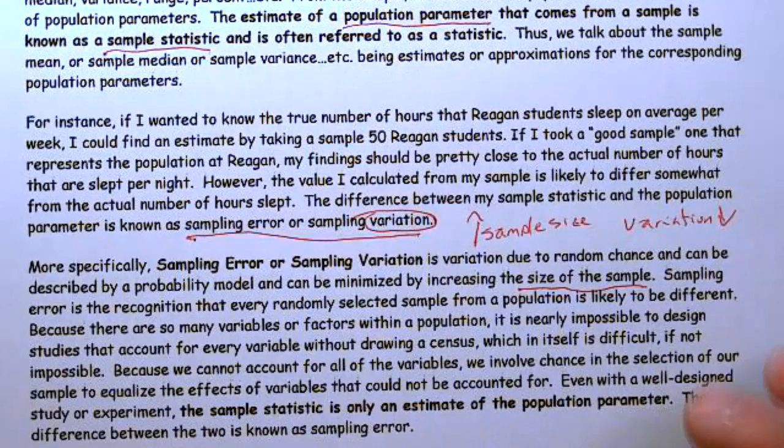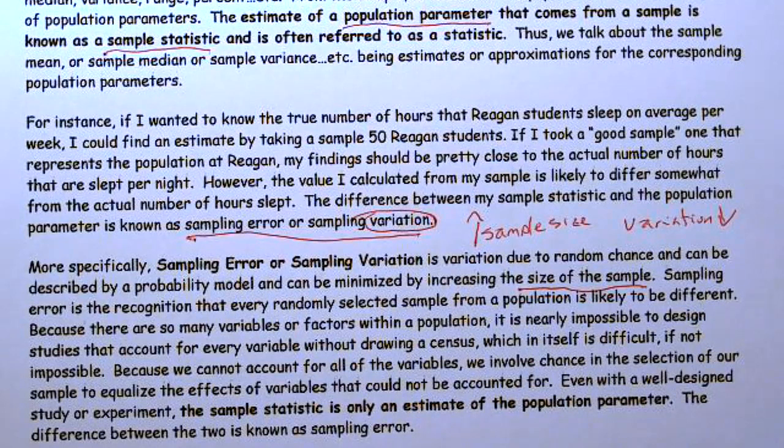Sampling error is a recognition that every random sample selected from a population is likely to be different. If you go out and do a random sample of 100 students at Reagan, do you think your survey is going to be exactly the same as someone else's? And the answer is they'll be close, but not likely to be the same because you're not likely to talk to exactly the same people.